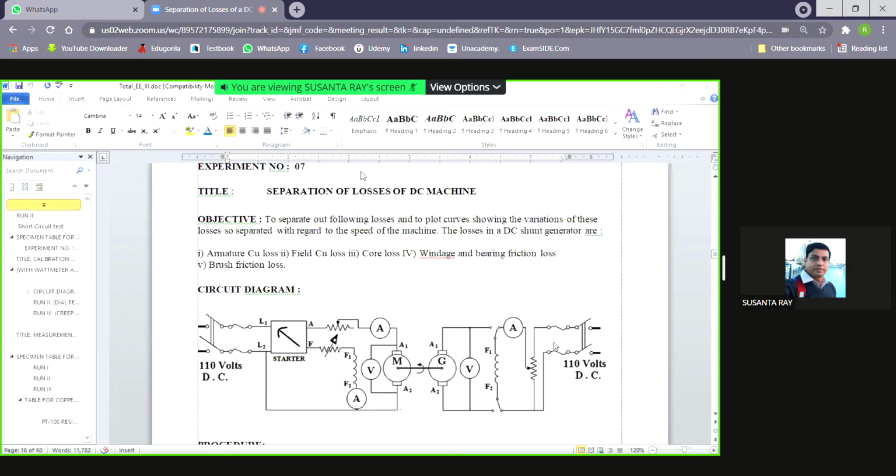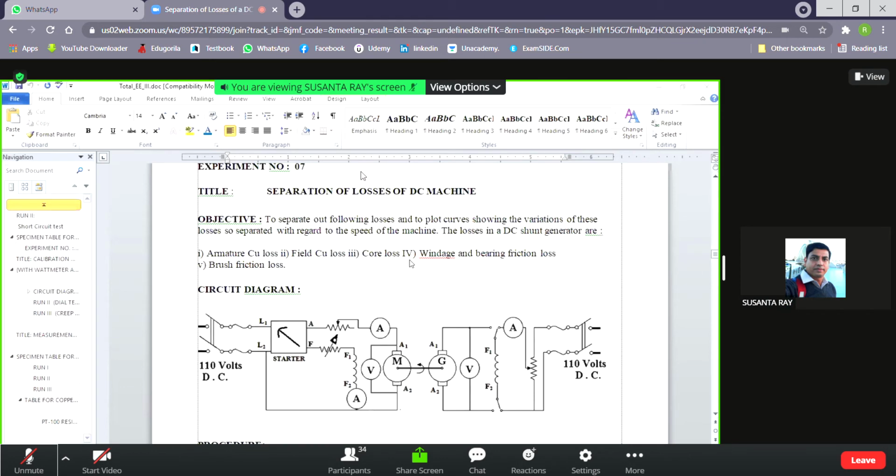And the field copper loss. Field copper loss depends on the rated current which must flow through the field coil, field winding. Okay. Then the core loss. Core loss depends on what? First, the thing is why we can get the core loss in case of a DC machine, because we know that core loss is basically frequency dependent, isn't it? So, what are the two core losses?